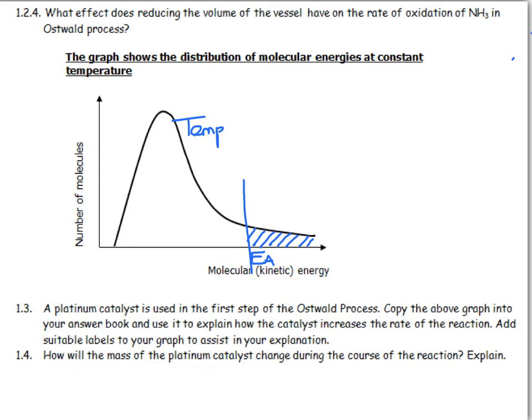Copy the graph into your answer book and use it to explain how the catalyst increases the rate of the reaction. All that a catalyst does is reduce the activation energy. So with the catalyst, I'm going to have a lower activation energy, and therefore more particles will have enough energy to react, and therefore the reaction will go faster. How will the mass of the catalyst change during the course of the reaction? It will not. It will remain constant.